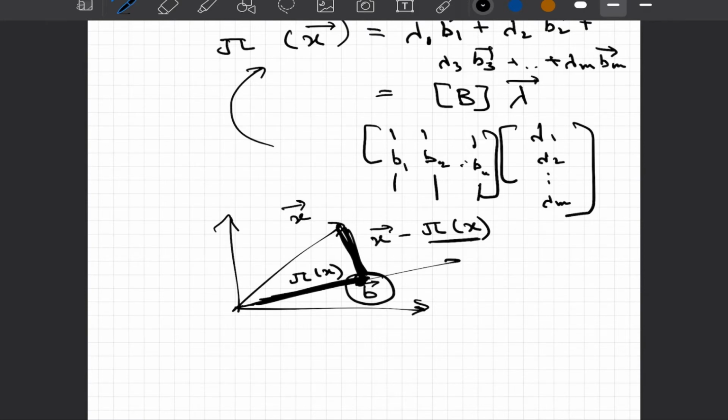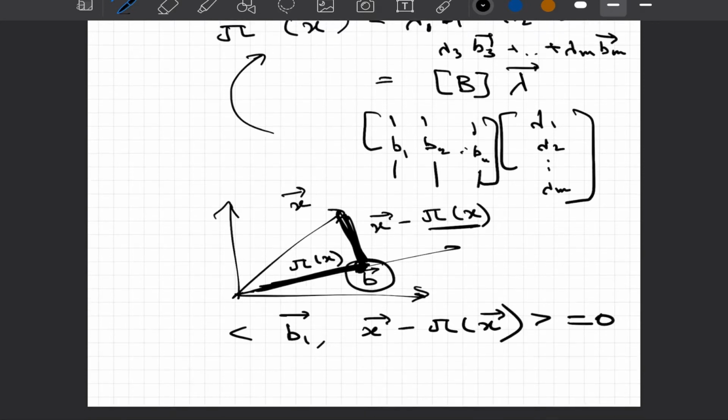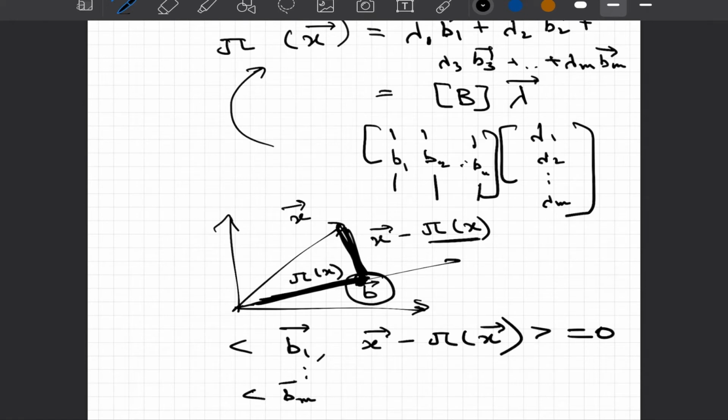Now in the case of these general subspaces, we would make sure that whenever we are taking the projections with respect to these m bases, this condition of orthogonality is still preserved. That is, we can still write that the inner product of b1 and x minus pi x is equal to 0, all the way till the inner product of bm and x minus pi x is equal to 0.